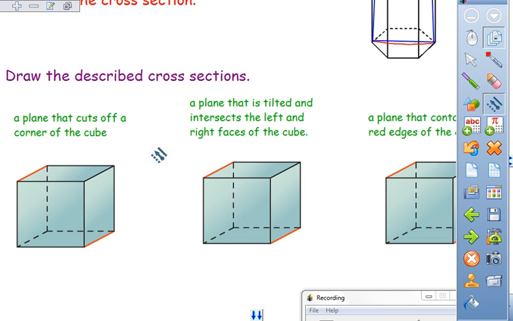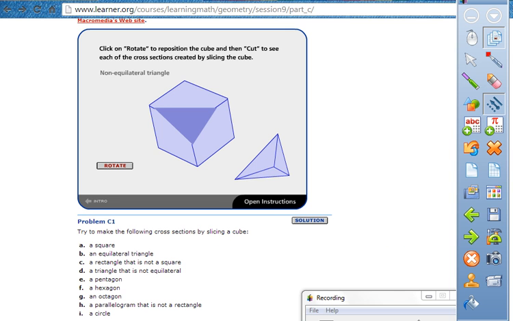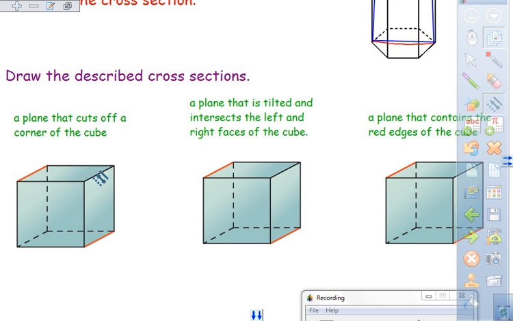On the bottom it says draw the described cross section. So we want a plane that cuts off a corner of the cube. I would argue that we just did that right here. So we will need to demonstrate that. If I cut off a corner, it would form a triangle.